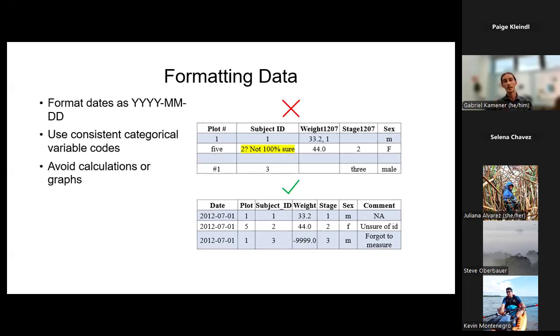You also want to format dates in a standard way. We aim, whenever possible, to have a 4-digit year, 2-digit month, and 2-digit day separated by dashes. And you want to use consistent categorical variable codes. You'll see in the top example for stage, in one case there's a number, and in another case it's the word three spelled out. That's another thing you want to avoid. And we want to avoid calculations or graphs, at least in the raw data files.